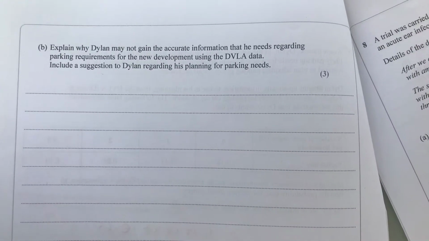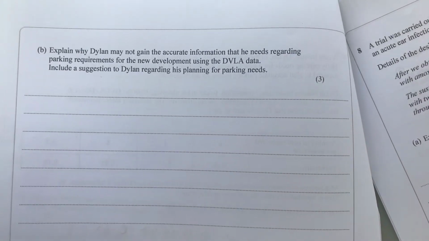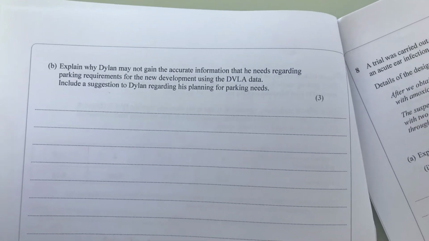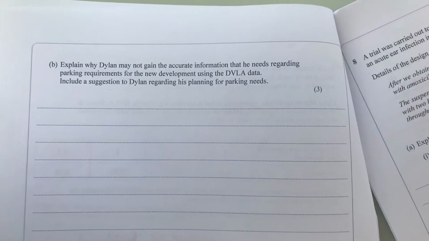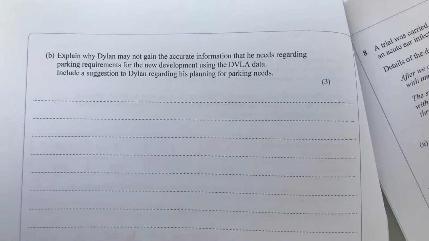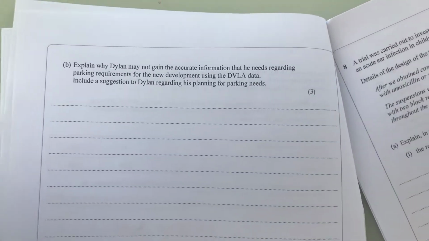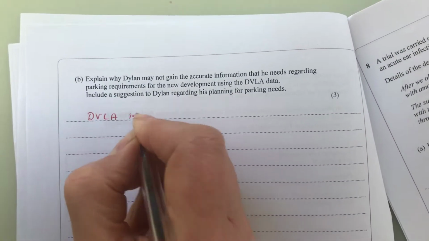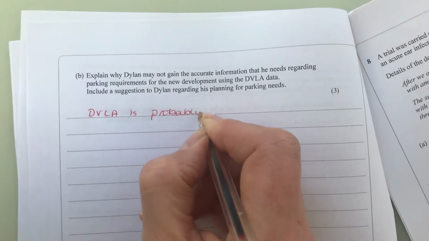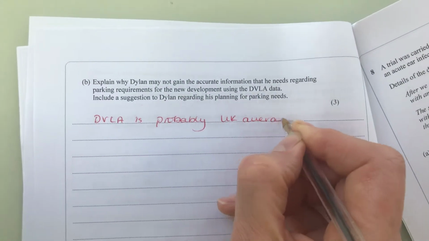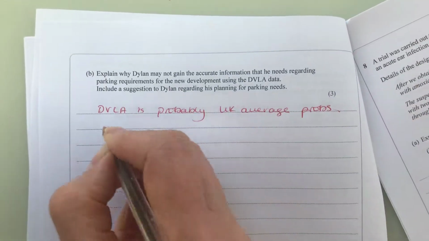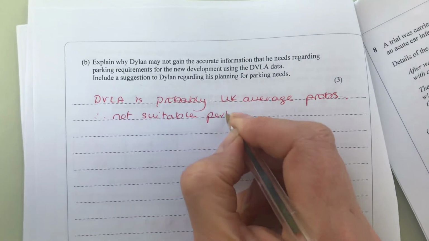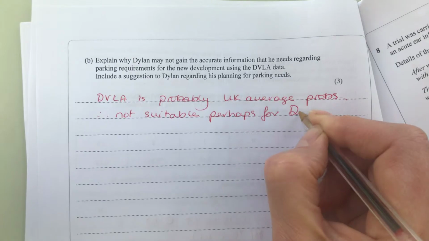So there's that issue. So what we really need for Dylan is if he could get some local information about the people in the local area and use those statistics. So, his expectation, is it going to be massive or small? So try and get some local information. So DVLA is probably UK average cost probabilities, therefore not suitable. Perhaps for Dylan's town.